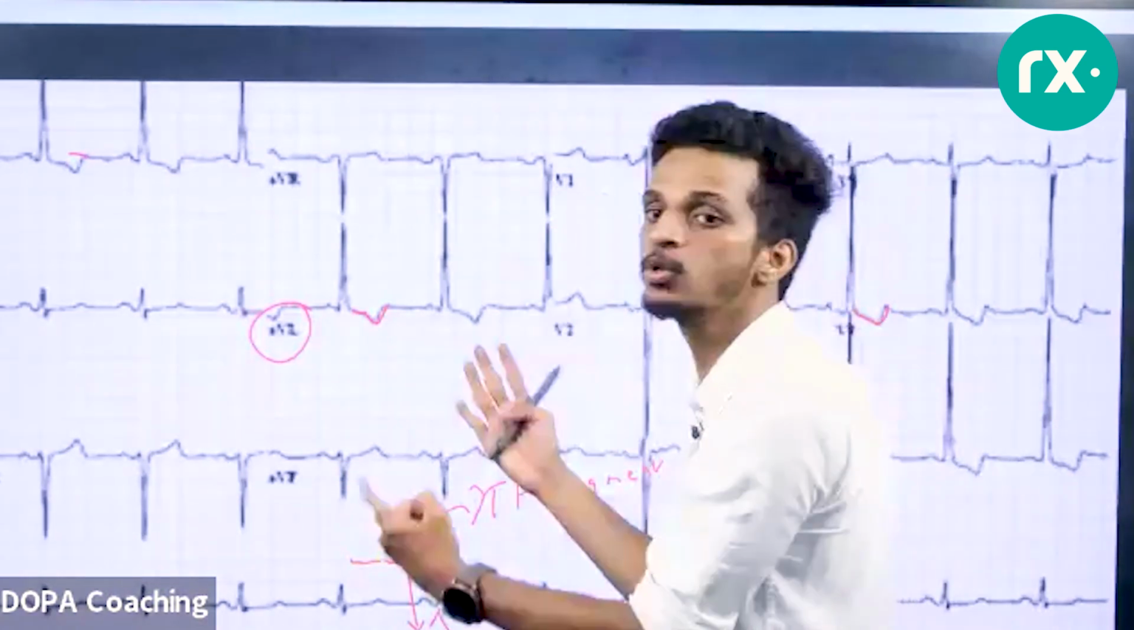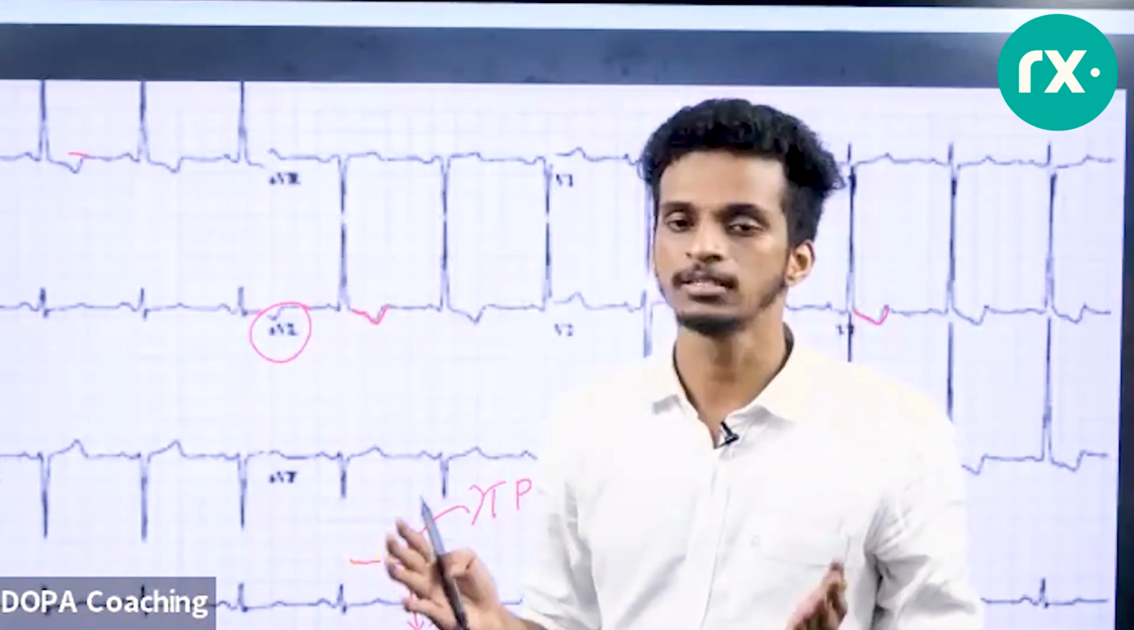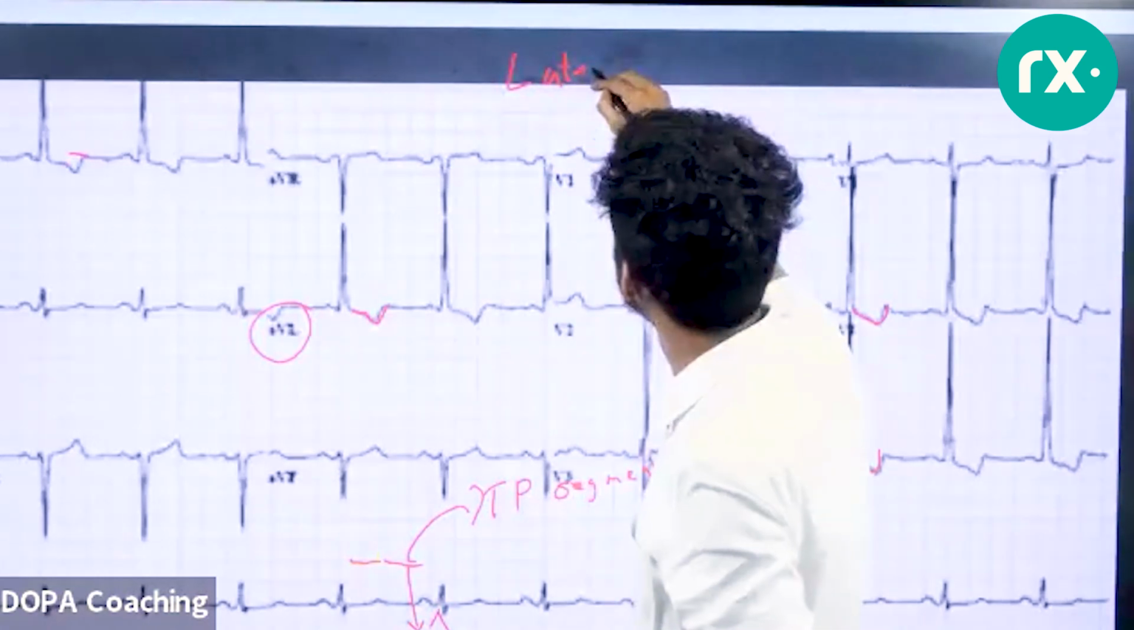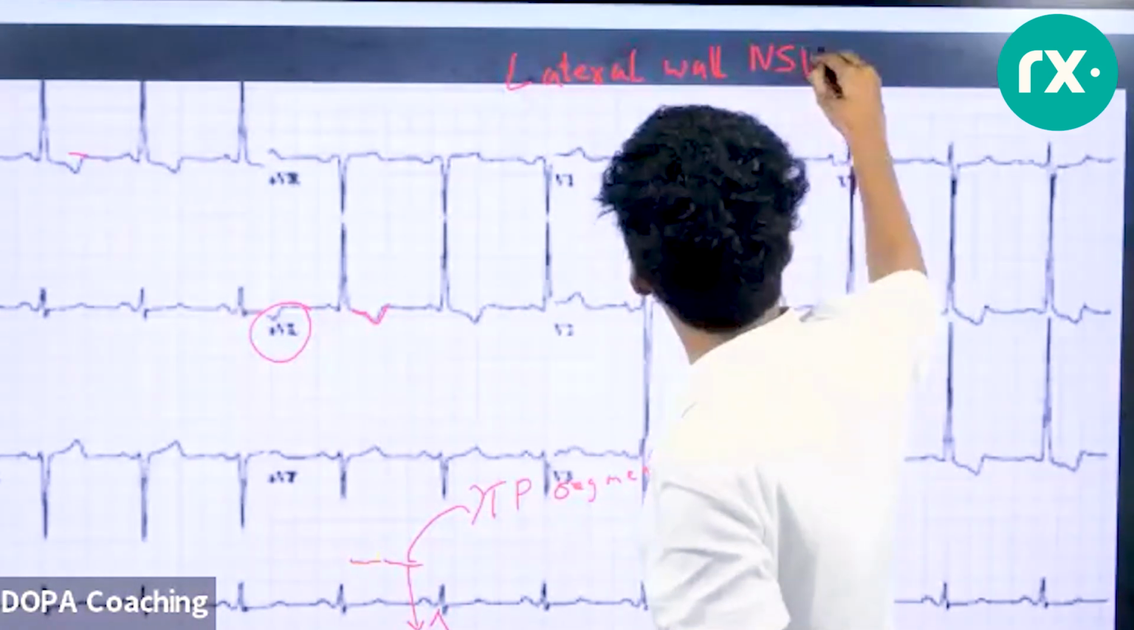And in which leads do I get this? I get this in the lateral leads. So this is basically a lateral wall NSTEMI.